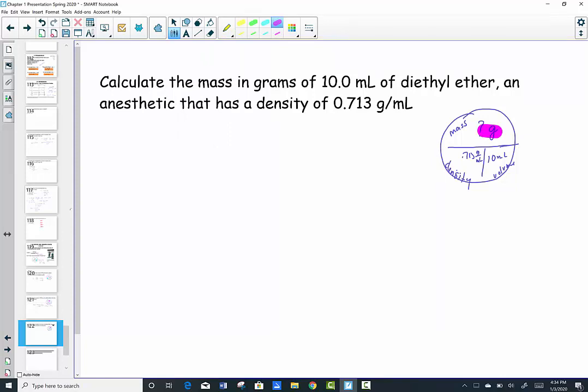mass. So therefore, I can see the formula will be mass can be found by taking density times volume. 0.713 grams per mil times 10 mils will give us our gram. I forgot that little m there for milliliter. That bothered me. Thank you. 0.713 gram per mil. 0.713 times 10. And you get 7.13. And that has the proper number of sig figs, 3 of them.